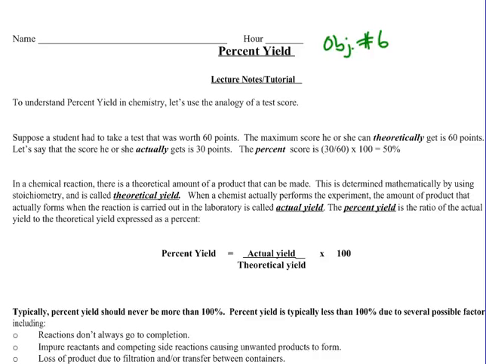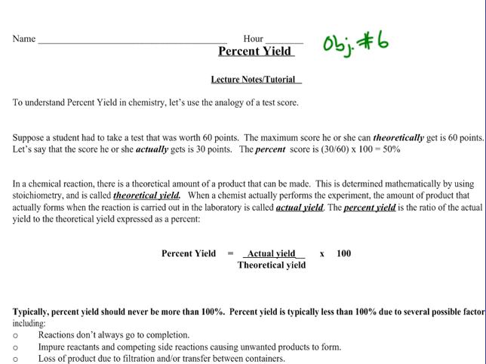This video lecture is meant to cover the information found in Unit 11, Objective Number 6, which has to do with percent yield. It says you're calculating the theoretical yield, the actual yield, and the percent yield of a chemical reaction when given appropriate information.